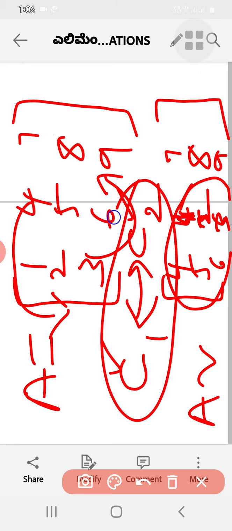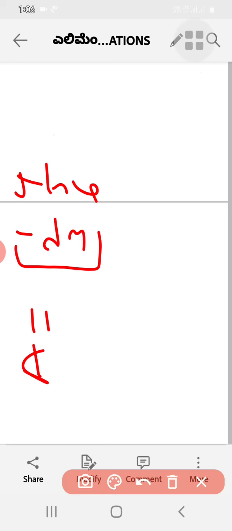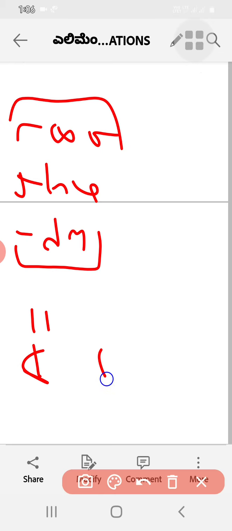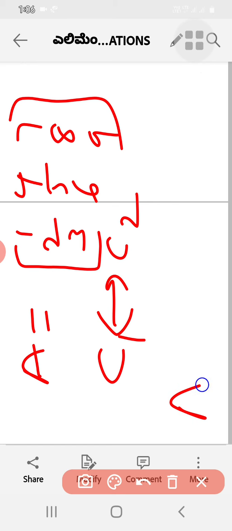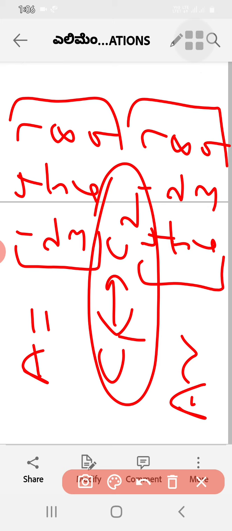It is allowed. So I can change C1 and C2. So that is 1, 2, 3, 4, 5, 6, 7, 8, 9. This was written here. If I interchange C1 and C2, then this matrix becomes 4, 5, 6, 1, 2, 3, then 7, 8, 9. So I can interchange any two columns or rows. So it is also allowed. These two are the basic properties.